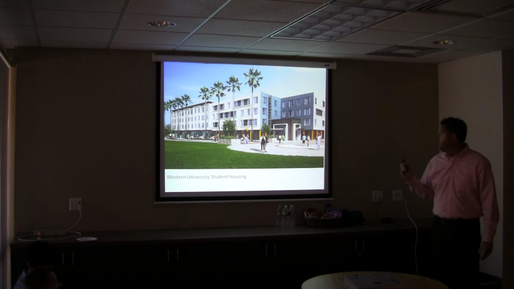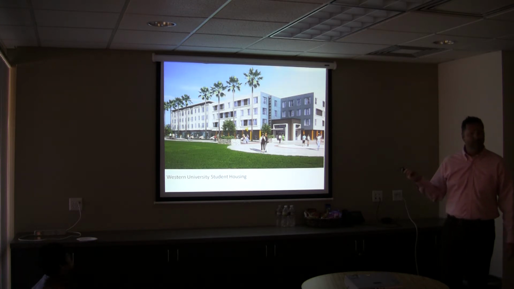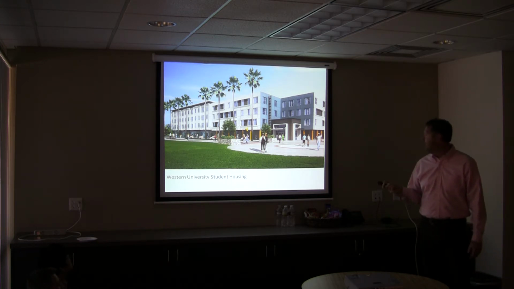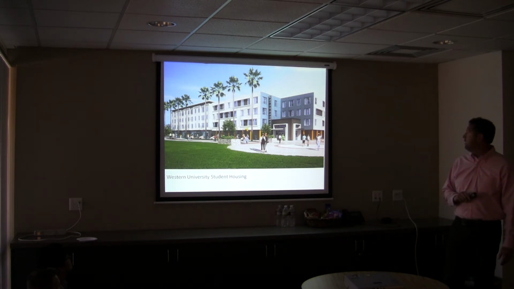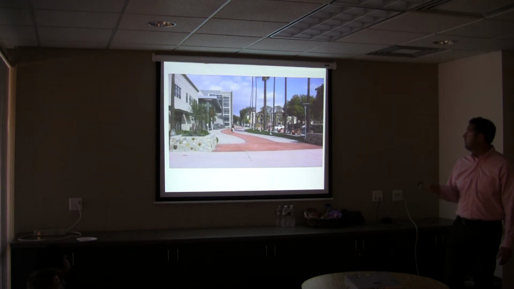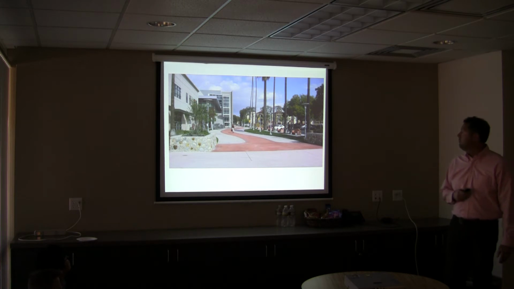So this is a student housing project that we're doing at Western University, and this is an overall perspective view of it. It's on this central spine that happens in campus, a pedestrian way they call the Esplanade. Right now, there's a parking lot in this place, and across from it is this new health sciences research center.